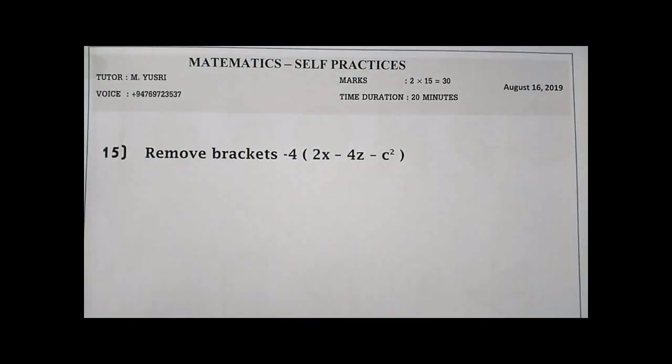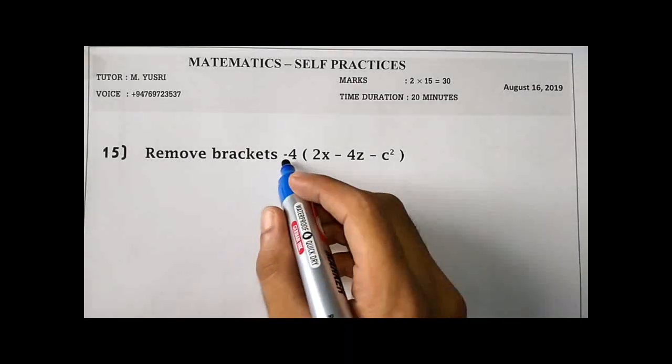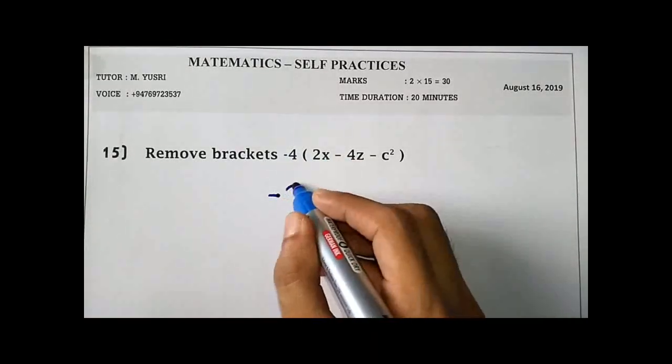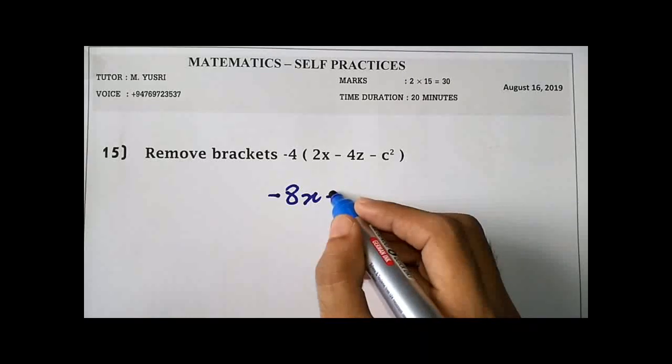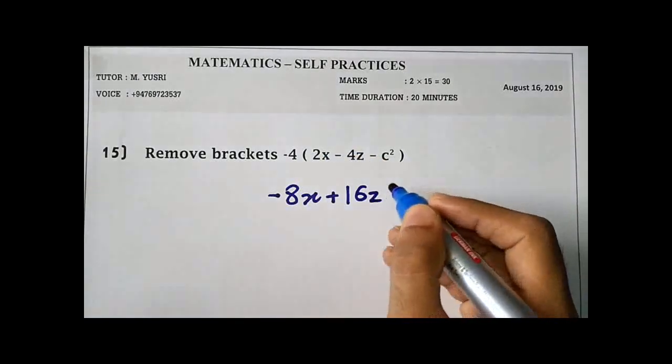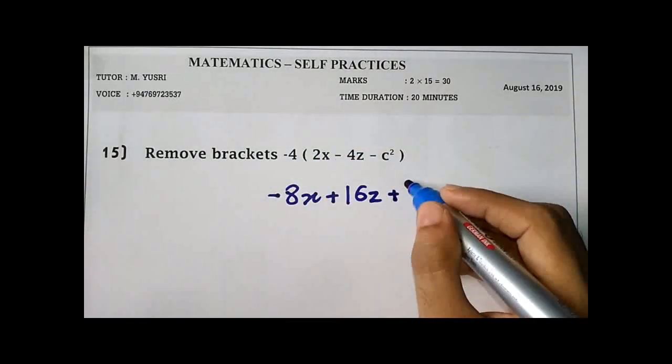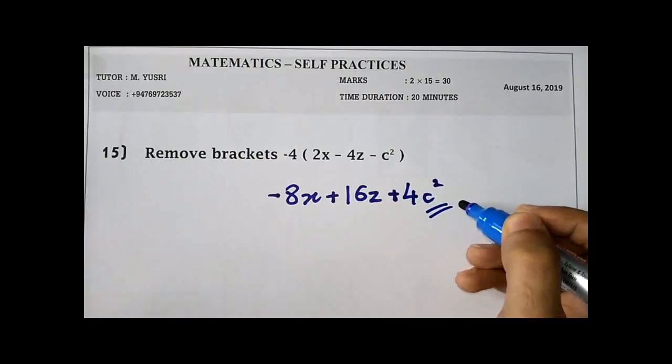They are asking us to remove the bracket. So how to simplify this? Minus into plus, minus 4 2s are 8x, minus into minus plus 4 4s are 16z, minus into minus plus 4c squared. So that's the final answer.